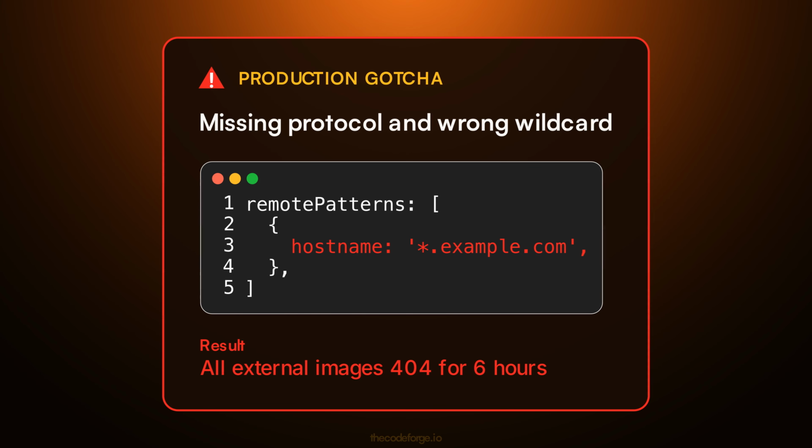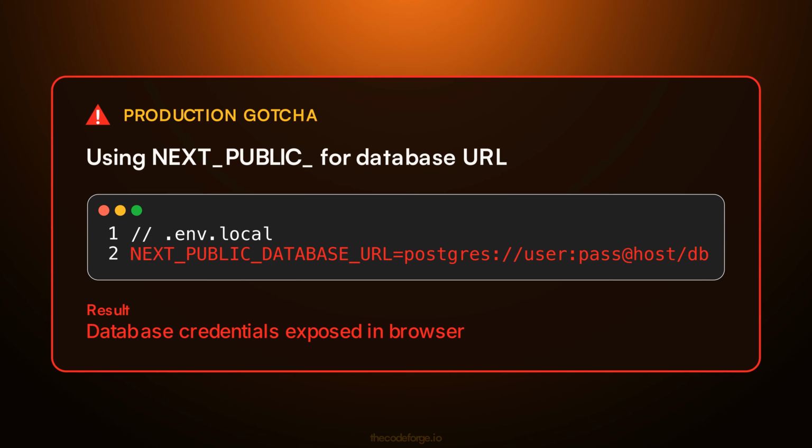If you omit the protocol field, Next.js doesn't match any protocol, so no remote images are optimized. Always include both protocol and hostname. If you prefix a secret with NEXT_PUBLIC, it gets inlined into the client-side JavaScript bundle. Anyone can view it via view source. Never put secrets in NEXT_PUBLIC variables.